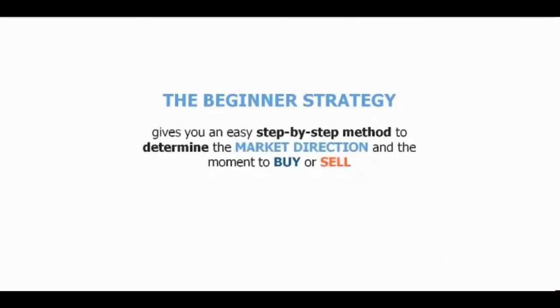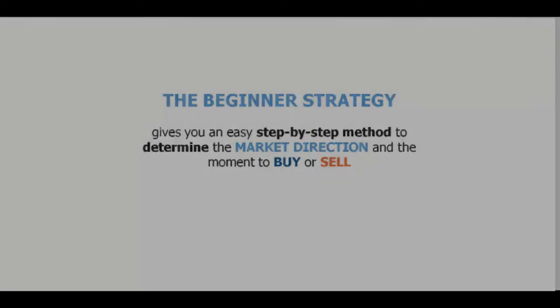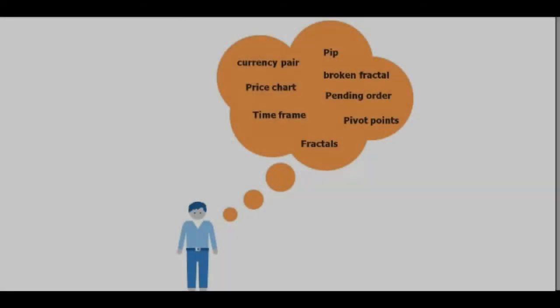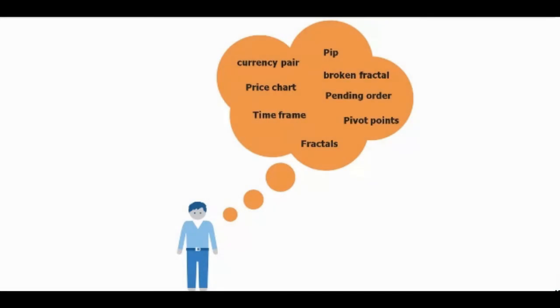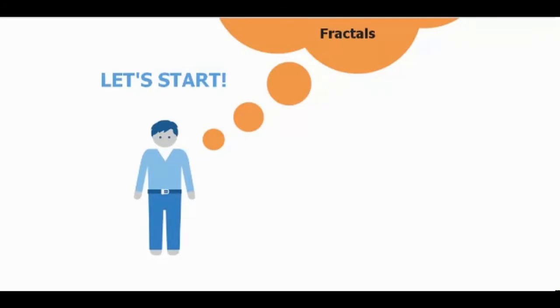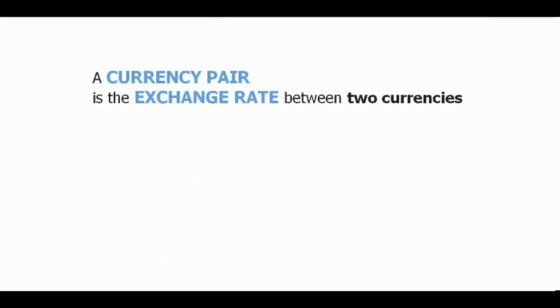The beginner strategy gives you an easy step-by-step method to determine the market direction and the moment to buy or sell. In order to get started with the beginner strategy, there are a few terms that you should know. Ready? Let's start. A currency pair is the exchange rate between two currencies.